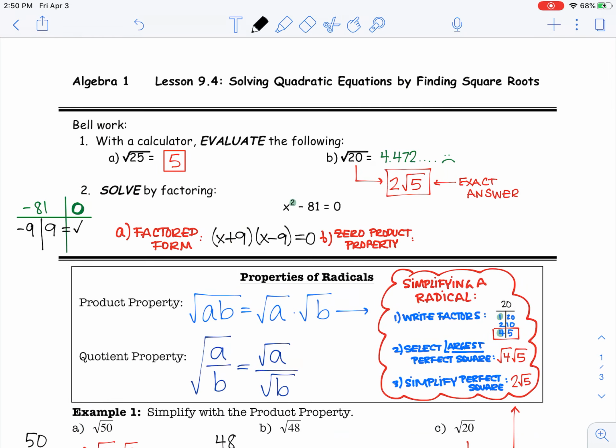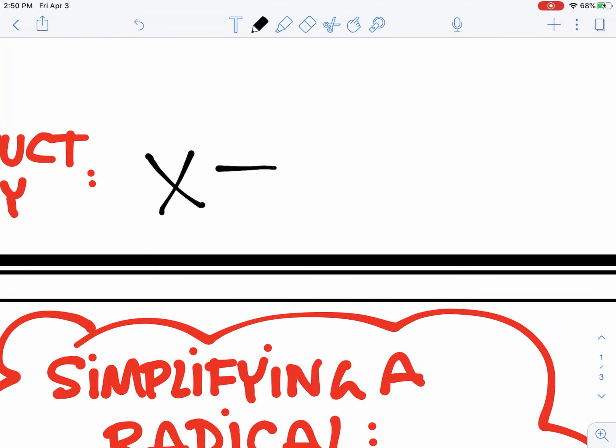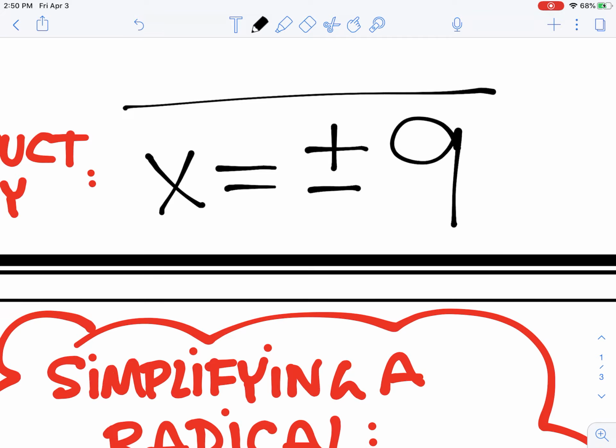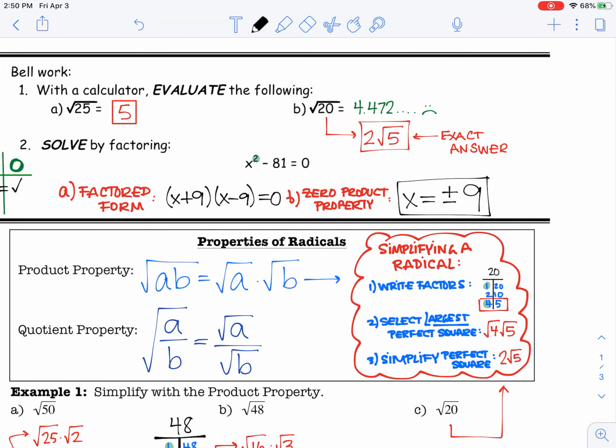Then if we apply our zero product property, meaning if these two sets of parentheses multiply to be 0, one of them has to be a 0 for that to be a true statement. And the x values that get us there are positive and negative 9, which we can condense down and just write with this symbol. We call it a plus or minus. And that means positive 9 or negative 9 can be the solution.